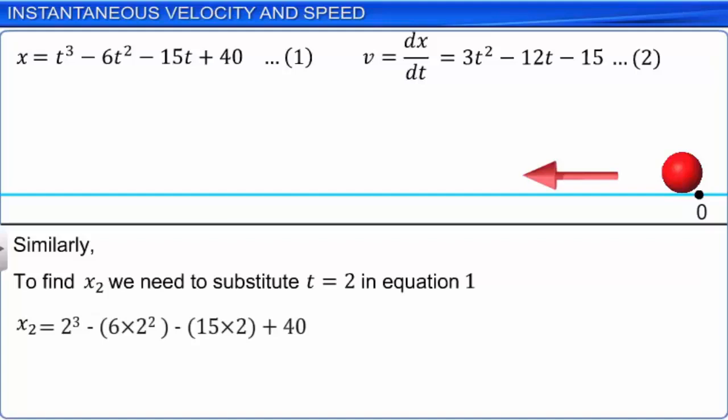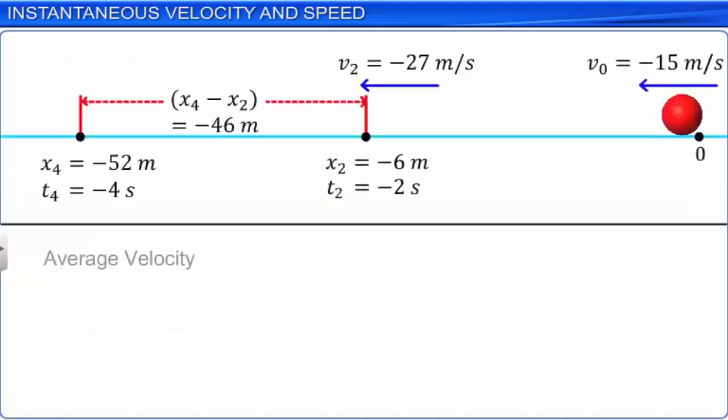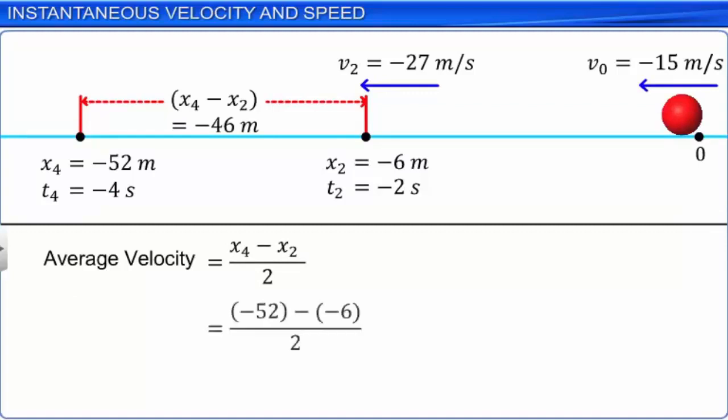Average velocity is equal to x4 minus x2 by 2. Minus 52 minus of minus 6 by 2 is equal to minus 46 by 2, which is equal to minus 23 meters per second. Therefore, the average velocity between t is equal to 2 seconds and t is equal to 4 seconds is minus 23 meters per second.